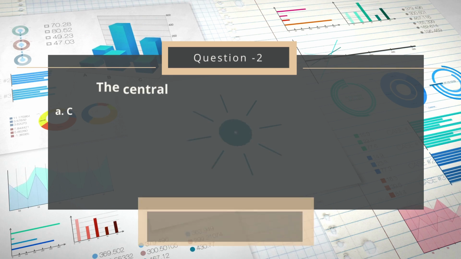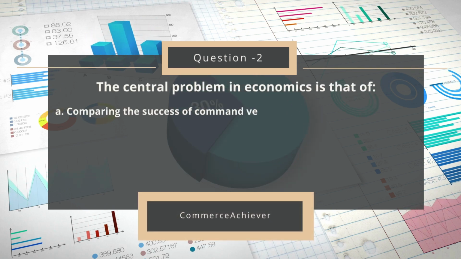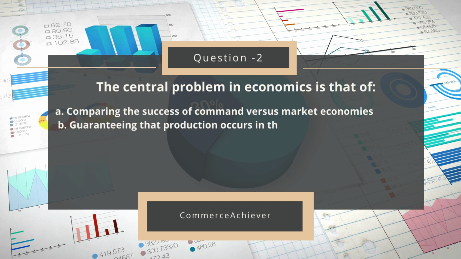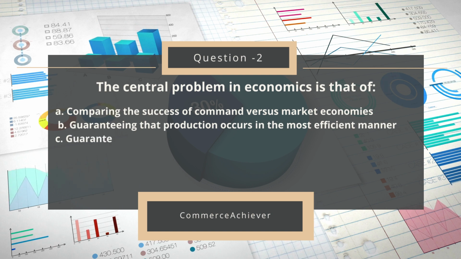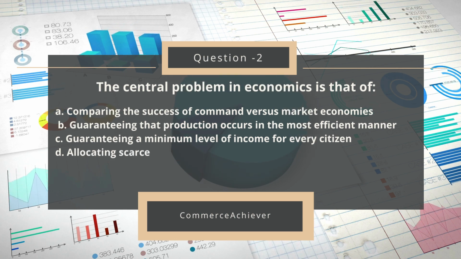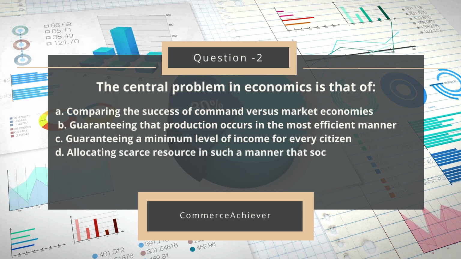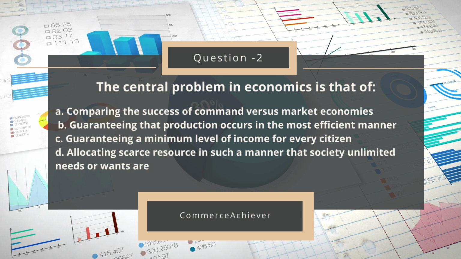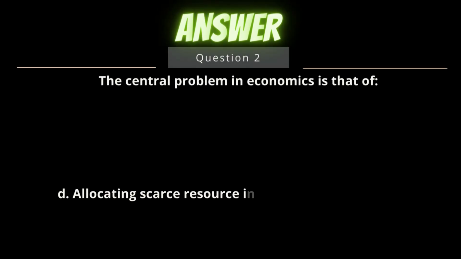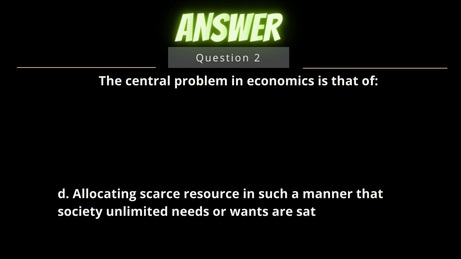Next, question number 2. The central problem in economics is that of A. Comparing the success of command versus market economies, B. Guaranteeing that production occurs in the most efficient manner, C. Guaranteeing a minimum level of income for every citizen, D. Allocating scarce resources in such a manner that society's unlimited needs or wants are satisfied as well as possible. The answer is D. Allocating scarce resources in such a manner that society's unlimited needs or wants are satisfied as well as possible.